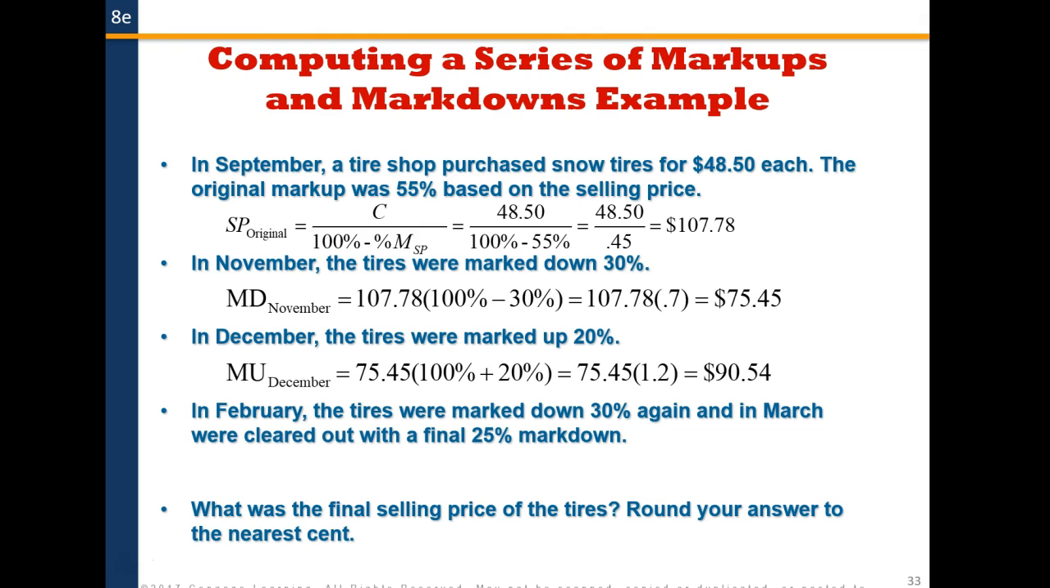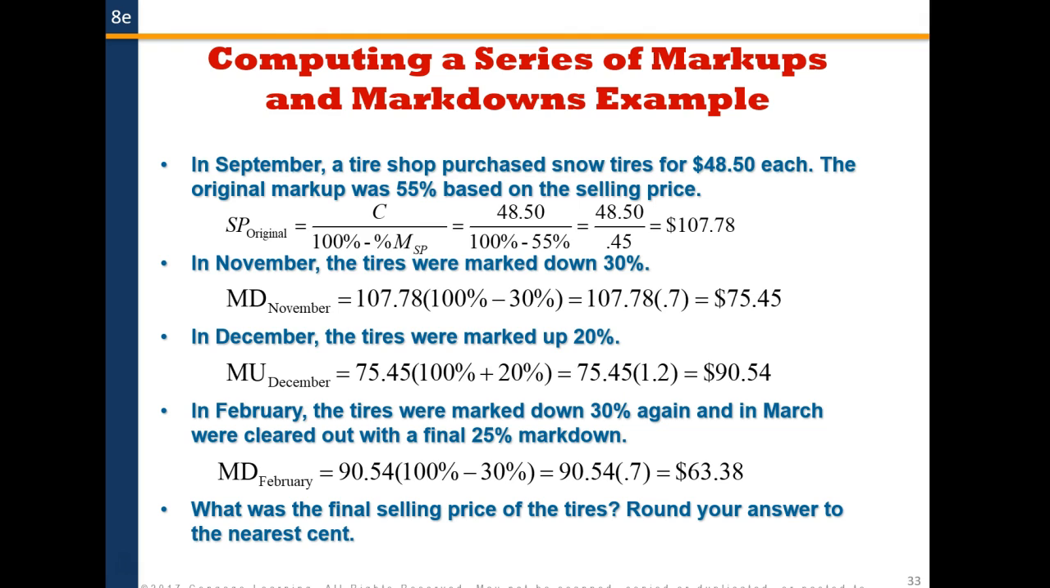Then in February, it was marked down 30% again. So we're going to mark down $90.54. Excuse me, I'm sorry, 30%. So for a markdown, we're going to do some subtracting. 90.54 times 100% minus 30%, which is 70%. You get $63.38. That's the price that you would have paid in February.